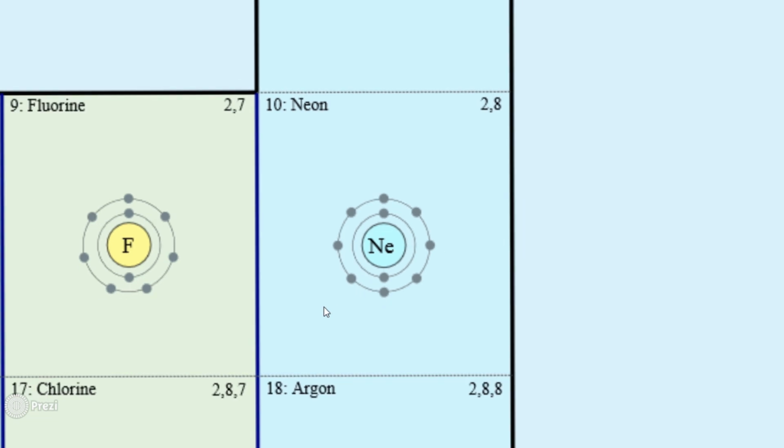If I just zoom out a bit and you look at fluorine, you can see fluorine's atomic number is 9. In the nucleus, we would find 9 protons. We would also find 9 electrons. And as you can see, the first shell has 2, which is the most it can have. And then the next shell has the remaining electrons. Here you can see 1, 2, 3, 4, 5, 6, 7.